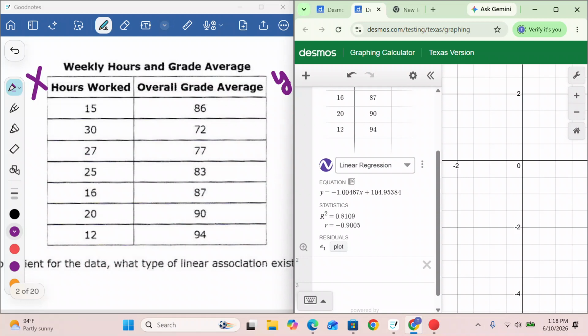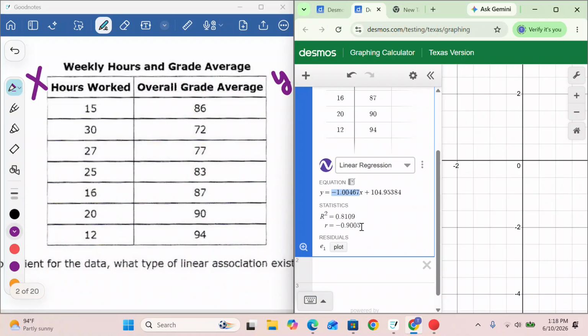So we're looking at what type of problem this is. I inputted, Desmos did all the work. Now I look at this right here and the number next to the letter. It's going to be a negative. Is it going to be a strong negative or a weak negative by looking at the 0.81? Strong negative? Yes, it's going to be a strong negative.